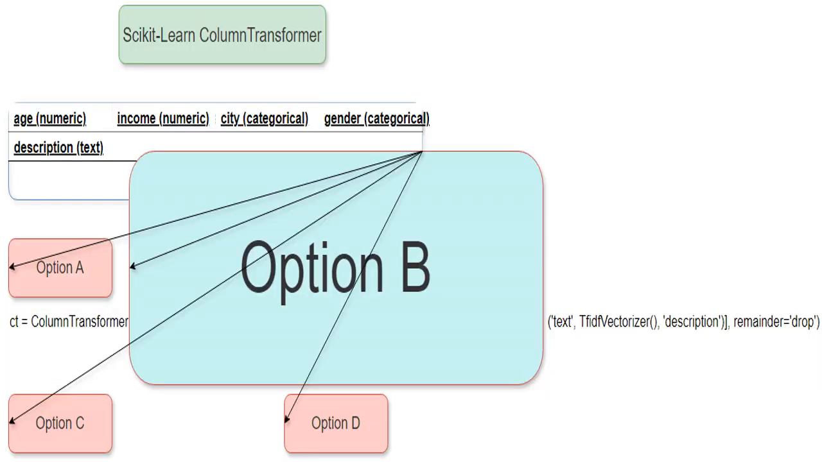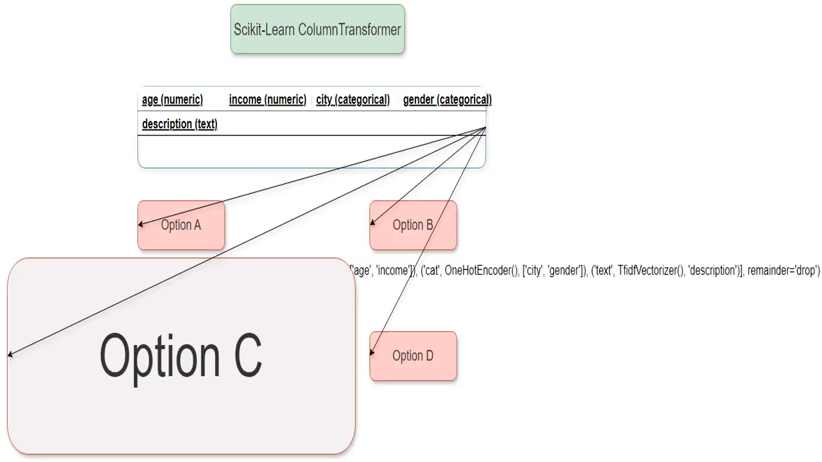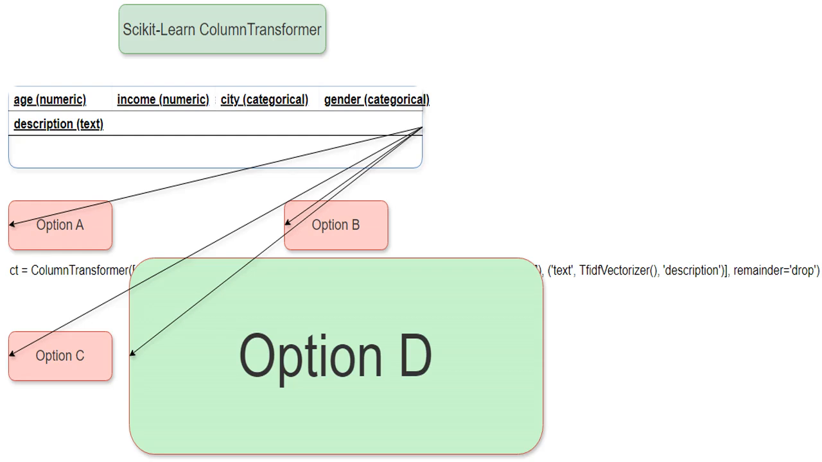This option is incomplete. It's missing the text data processing component. This option attempts to use column indices, 0, instead of column names for text processing. While functional in some cases, using column names is safer and more readable because it's not dependent on column order. This option uses column indices, 0, 1, 2, 3, 4. This is risky because it depends on the data's column order. If the order changes, this code will fail. Using column names is the better practice.